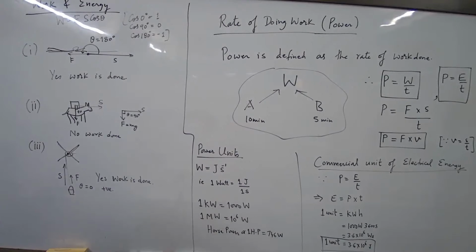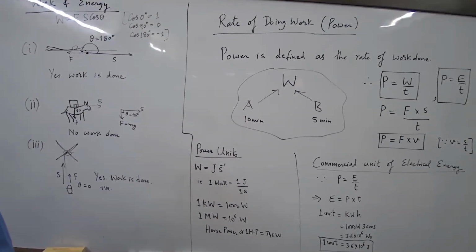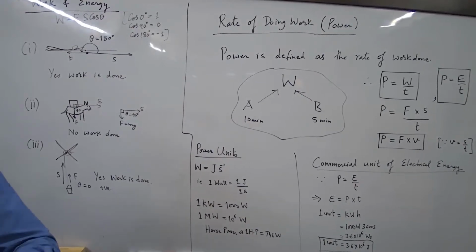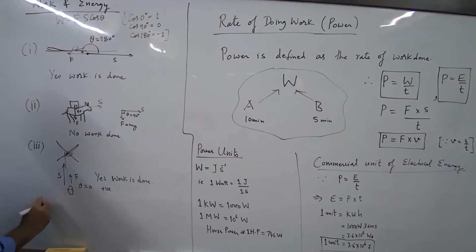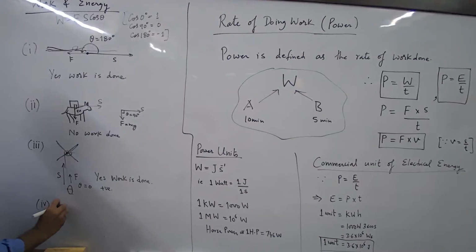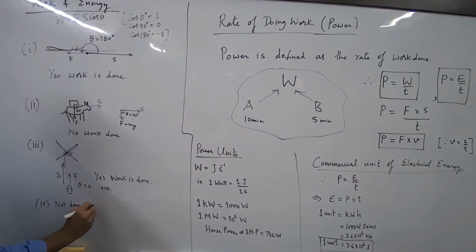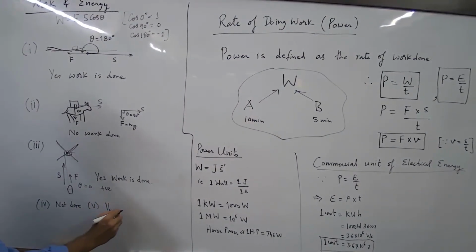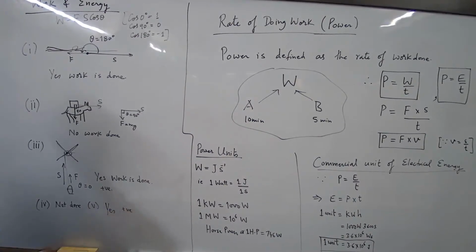An engine is pulling a train. Sir, the work is done because an engine is exerting force on the train. And the train is moving ahead. Correct. So in the fourth case, no work done. Fifth, done. Yes, no, yes. Yes means work done. And it will be positive, of course.